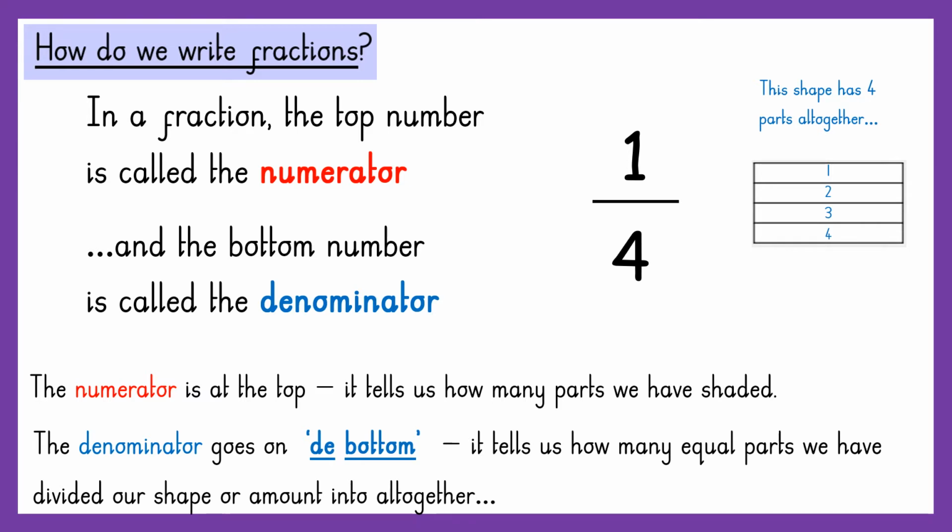This shape has been divided into 4 parts altogether. One of those 4 parts has been shaded. So the fraction we can see in this shape is 1 out of 4, or 1/4.